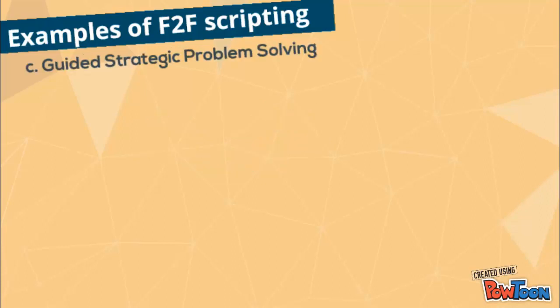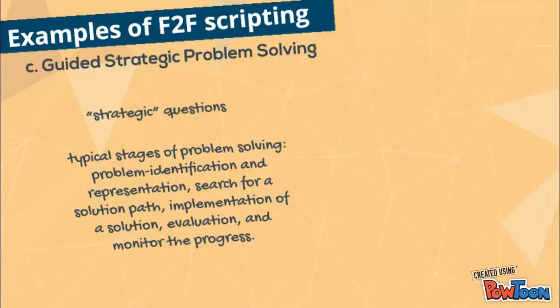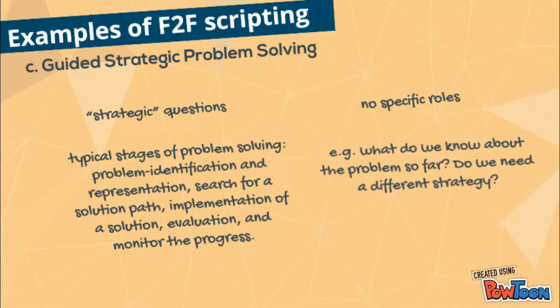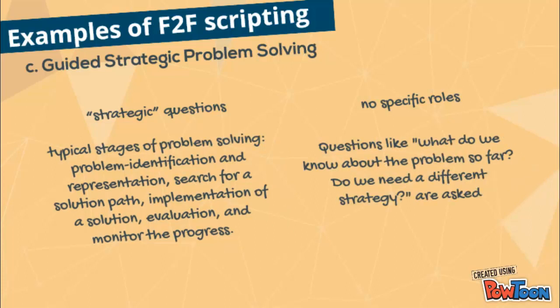Third, guided strategic problem solving. It is a sequence of strategic questions following typical stages of problem solving: problem identification and representation, search for a solution path, implementation of a solution, evaluation, and monitor the progress. And here, learners do not have specific roles. Questions like, what do we know about the problem so far? Do we need a different strategy?